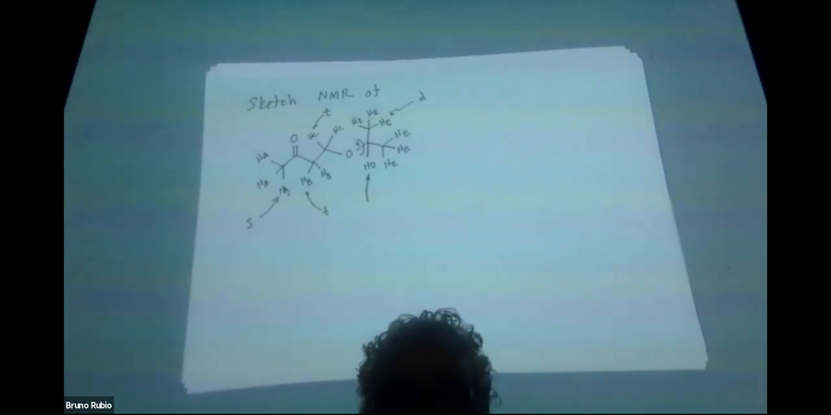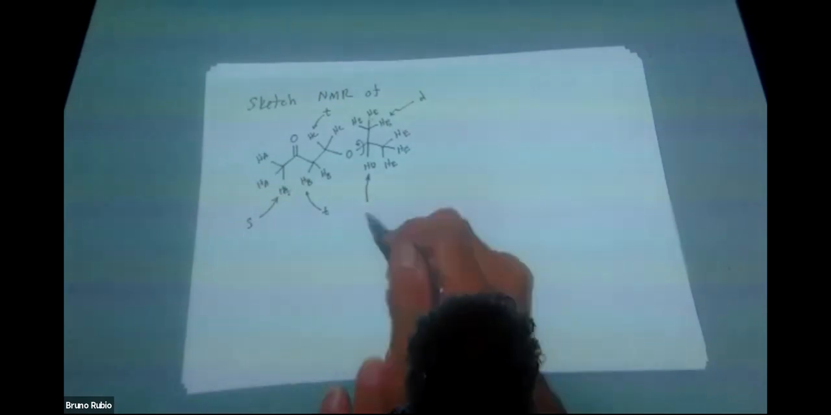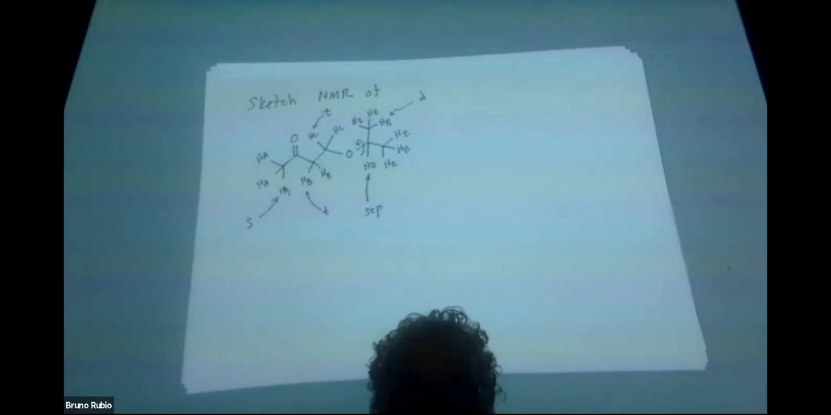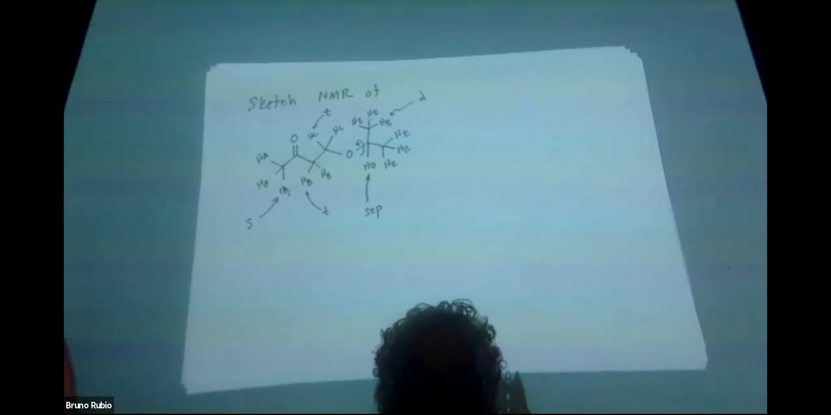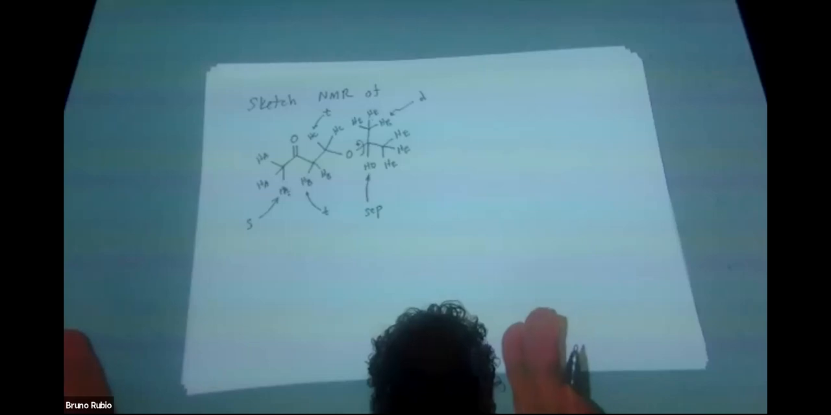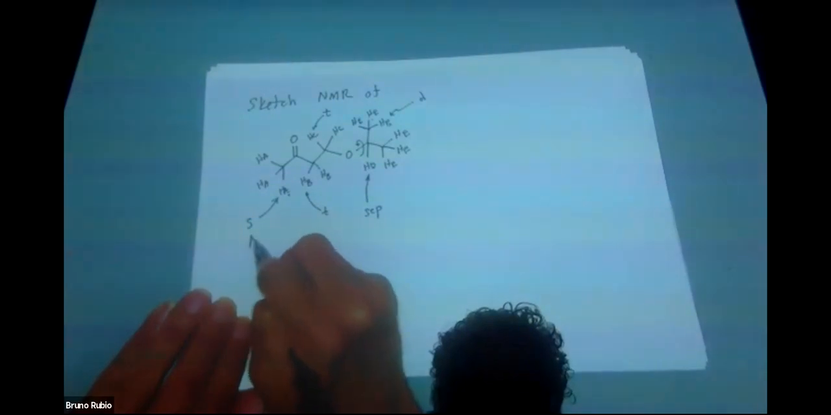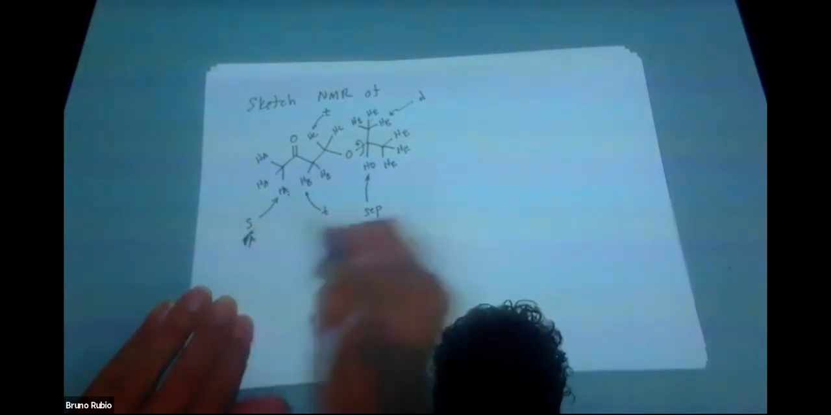Oh, that's going to be a septet. Because the HD protons are three bonds away from 6 HE protons, and all those HE protons are all equivalent to each other. Okay, so I'm going to call this guy A. Oh, I already did that, sorry.